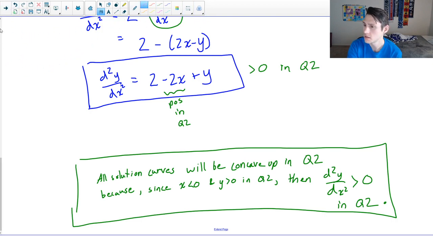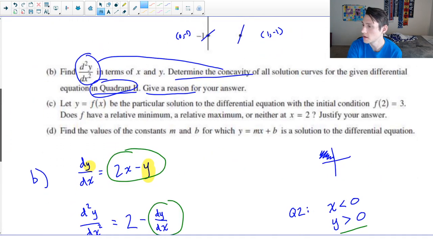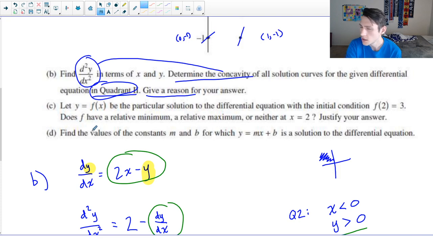Part 3, or not part 3, part C, or B. What are we doing? Part C. Let y equals f of x be the particular solution to the differential equation with initial condition f of 2 equals 3. Does f have a relative minimum, maximum, or neither at x equals 2? Justify your answer. Okay.